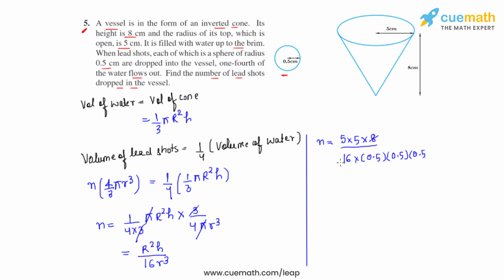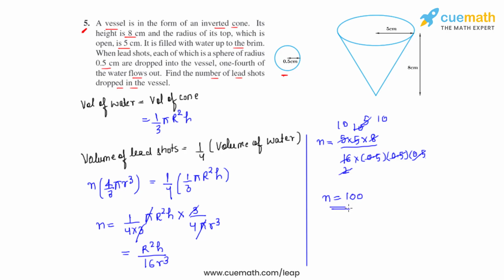So 8 ones are 8, 8 twos are 16. 0.5 times 10 will give us 5. 0.5 times 10 will give us 5 again. Then we know that 2 times 5 is 10 and 0.5 times 10 is 5 again. So the number of lead shots that were dropped into the inverted cone so that 1/4 of the water flew out was 100.